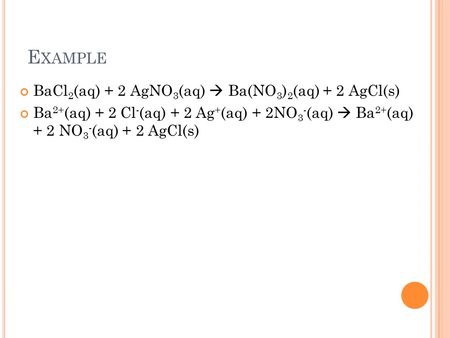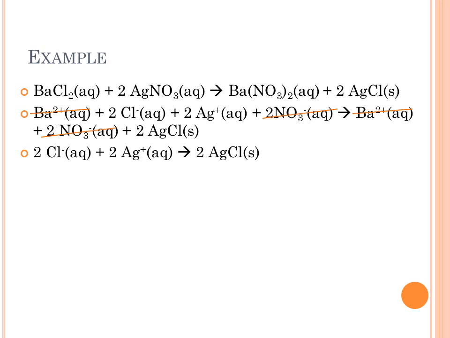So we got barium 2 plus aqueous plus 2 chloride minus aqueous plus 2 silver ions aqueous plus 2 nitrate ions aqueous, reacting to form barium 2 plus aqueous plus 2 nitrates aqueous plus 2 silver chloride solids. So what cancels? The bariums and the nitrates, what was in the soluble salt on the product side. And so what's left over? We have 2 chlorides aqueous plus 2 silver ions aqueous going to 2 silver chloride solids. So the precipitation is what's really going on here.